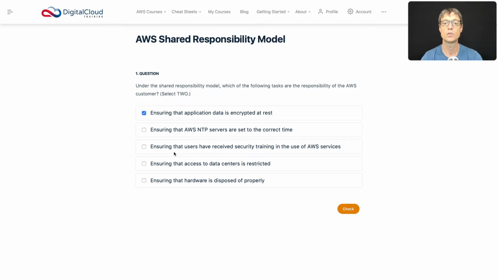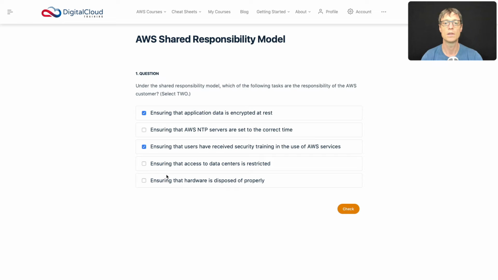Does the customer have to ensure that users have received security training in the usage of AWS services? Well, yes, this is a really good one. So absolutely, when you move into the cloud, you've got to make sure that your employees, your staff are trained properly so they know how to secure things in the cloud. Because remember, there's a lot of aspects of security that are customer responsibilities. So if you don't configure them properly, you might have a security breach. So that is something which you have to take responsibility for as a customer. So I like these 2 answers.